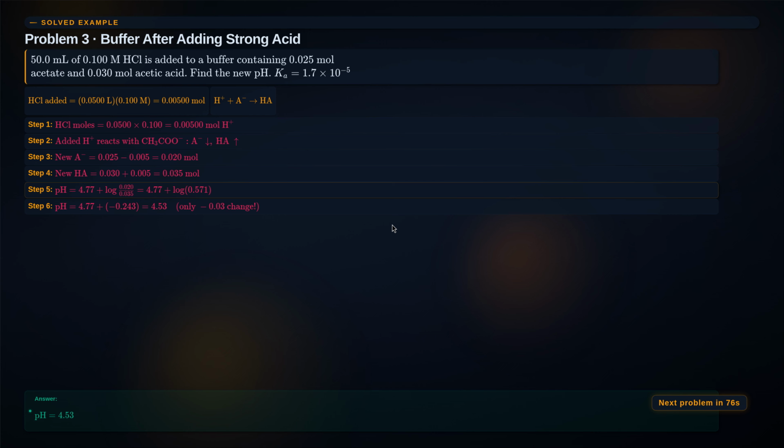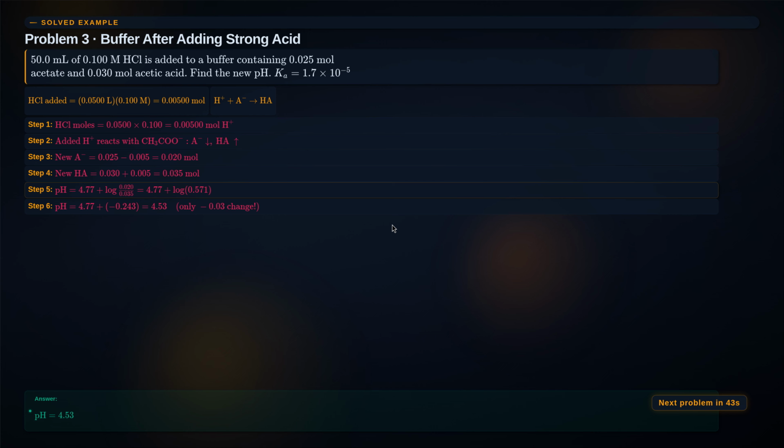Step 2. The added H+ reacts with acetate to form acetic acid. Acetate decreases. Acetic acid increases. Step 3. New acetate equals 0.025 minus 0.005, which is 0.020 moles. New acetic acid equals 0.030 plus 0.005, which is 0.035 moles.